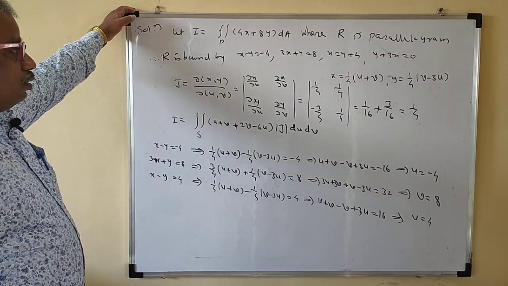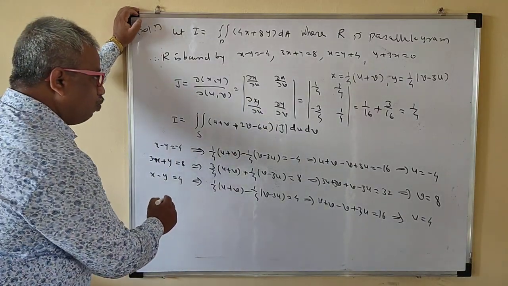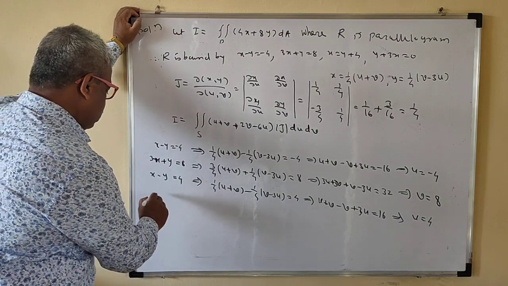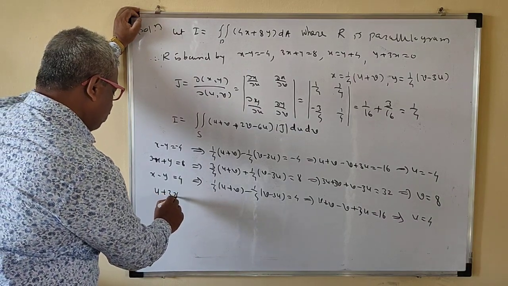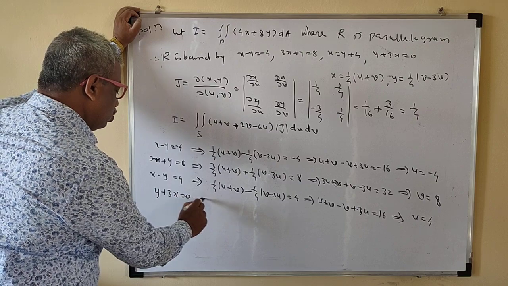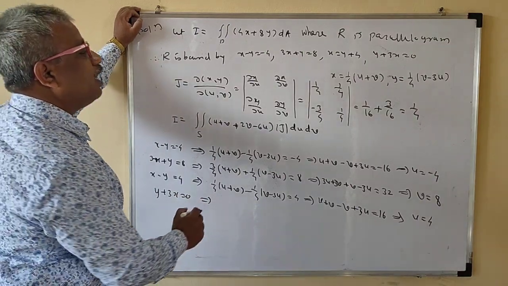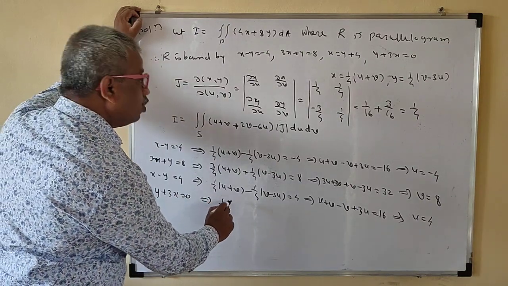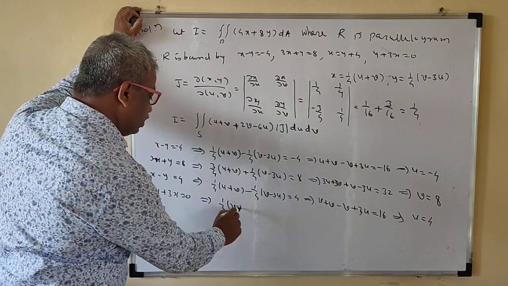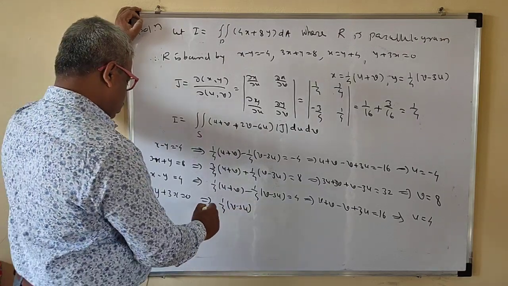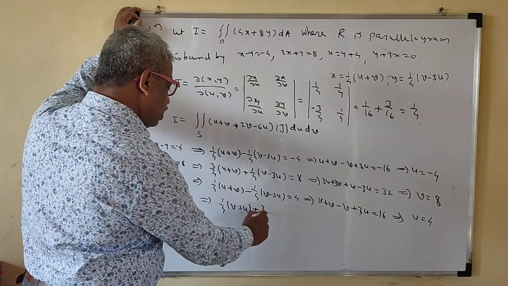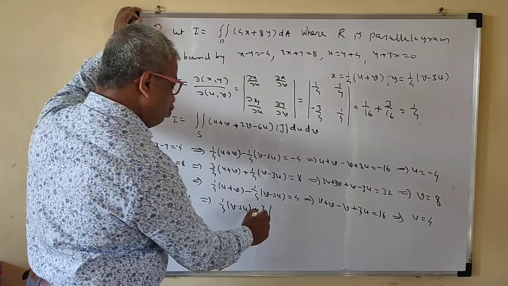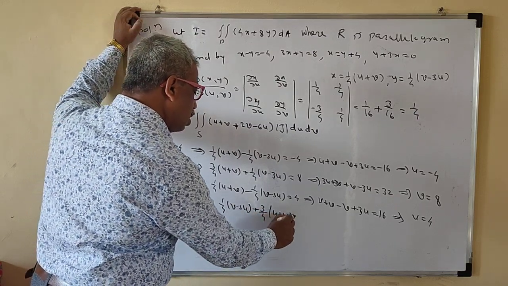Okay, now the last equation, what? y plus 3x is equal to 0. y plus 3x is equal to 0. So this implies that your y is what? 1 by 4 (v minus 3u) plus 3x, where your x is what? (u plus v) by 4, is equal to 0.